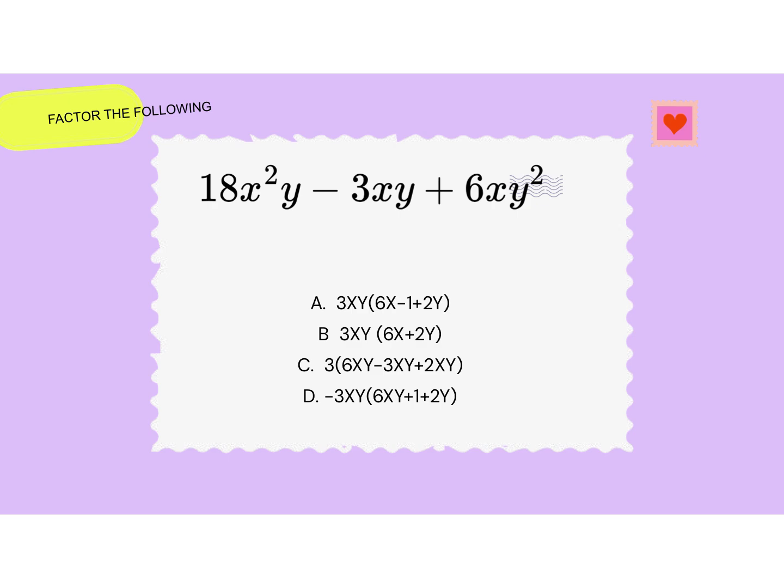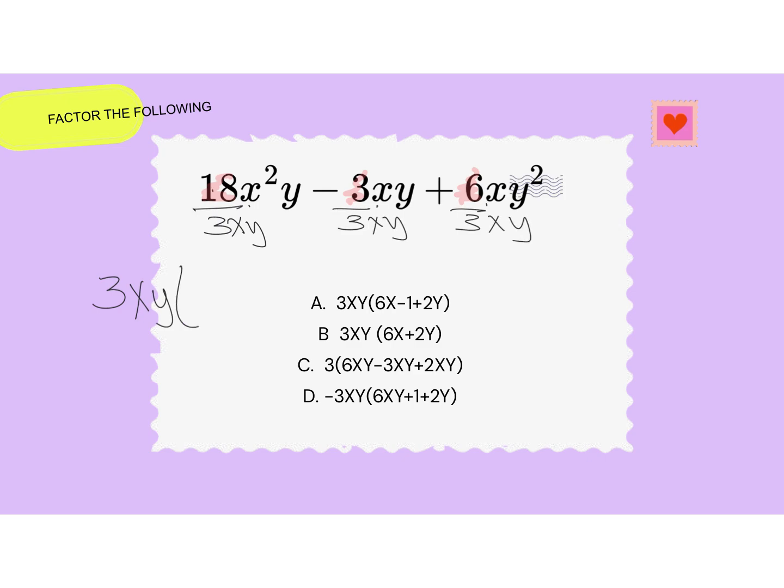So the first thing we're going to do is look at your coefficients. Do your coefficients have a greatest common factor? Well, yeah, they each can be divided by 3. So I know I can take a 3 out. Now I'm going to look at my variables. They each have one x in common, and they each have one y in common. So I am going to factor out a greatest common factor of 3xy.